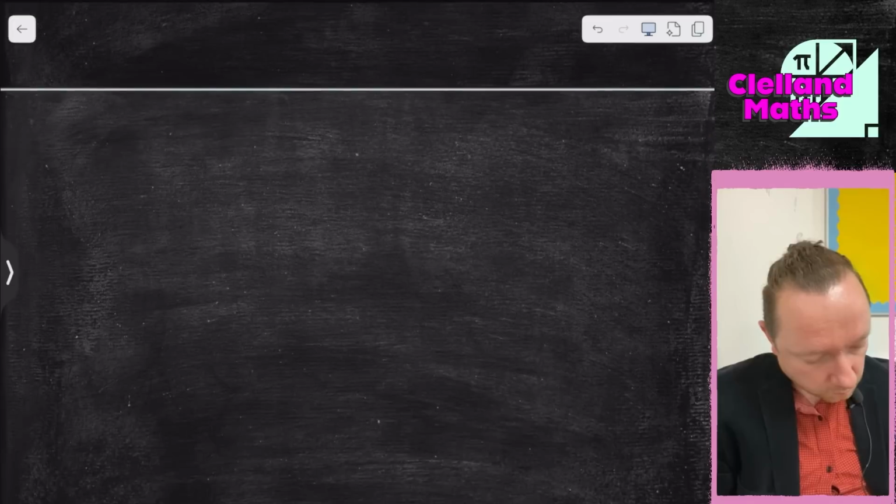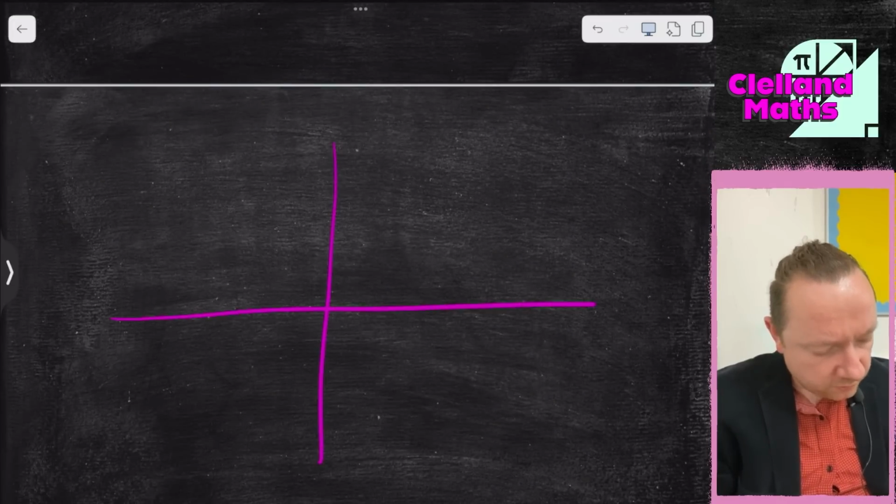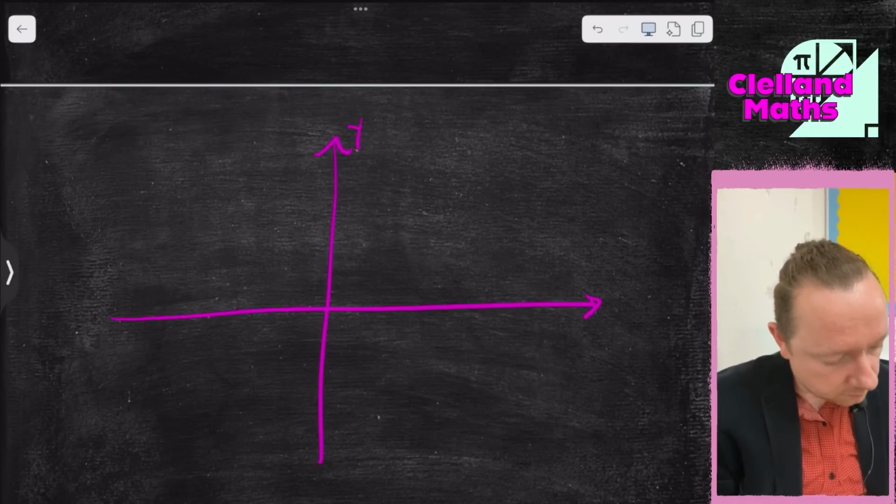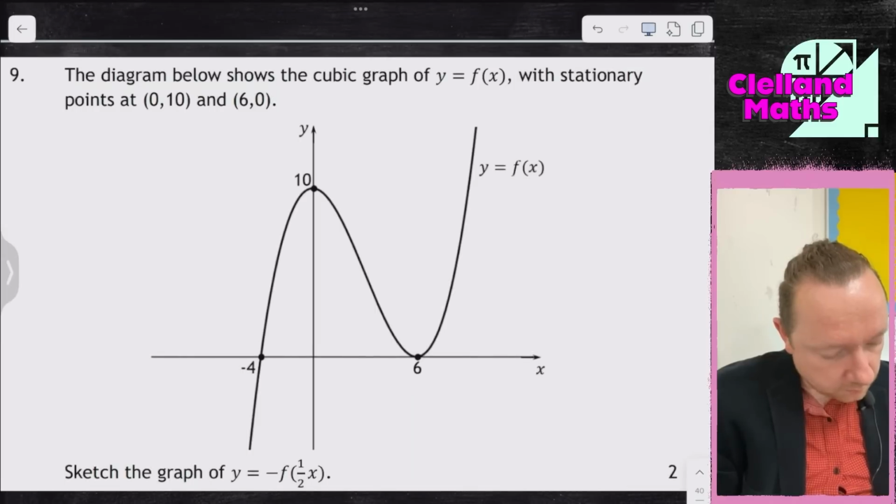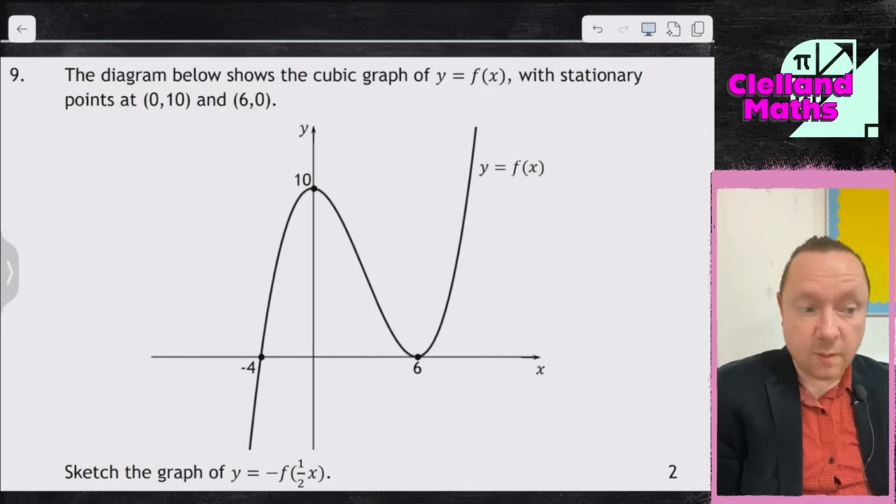Well, let's reflect it first. So 10 becomes minus 10.